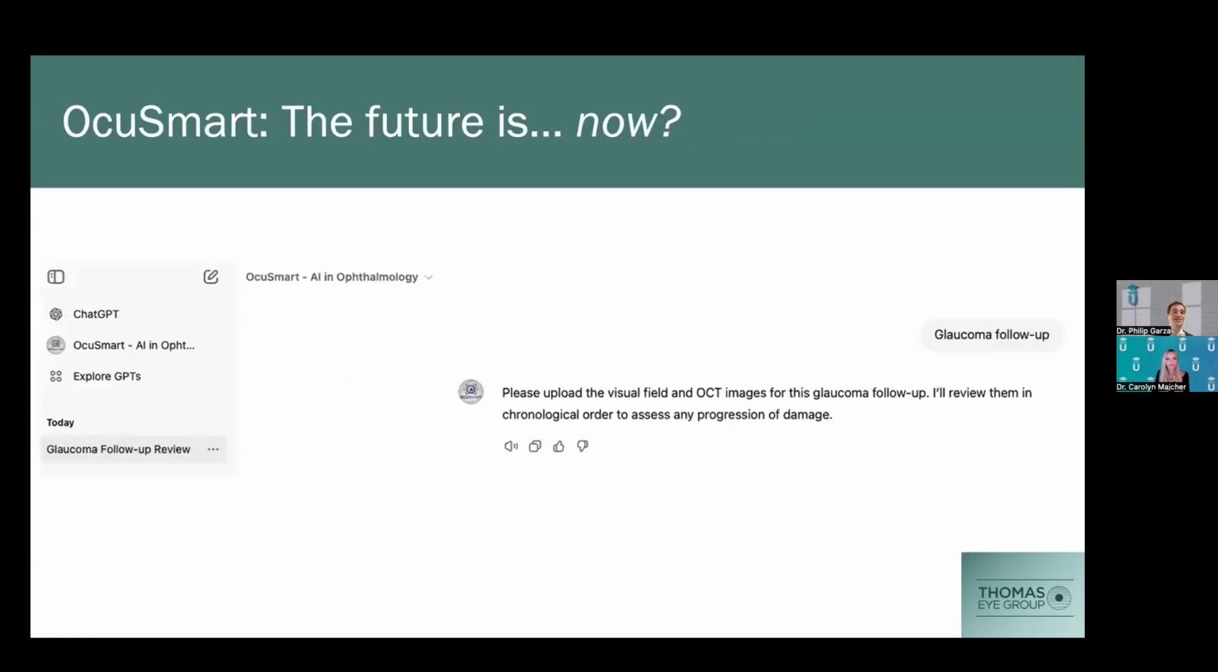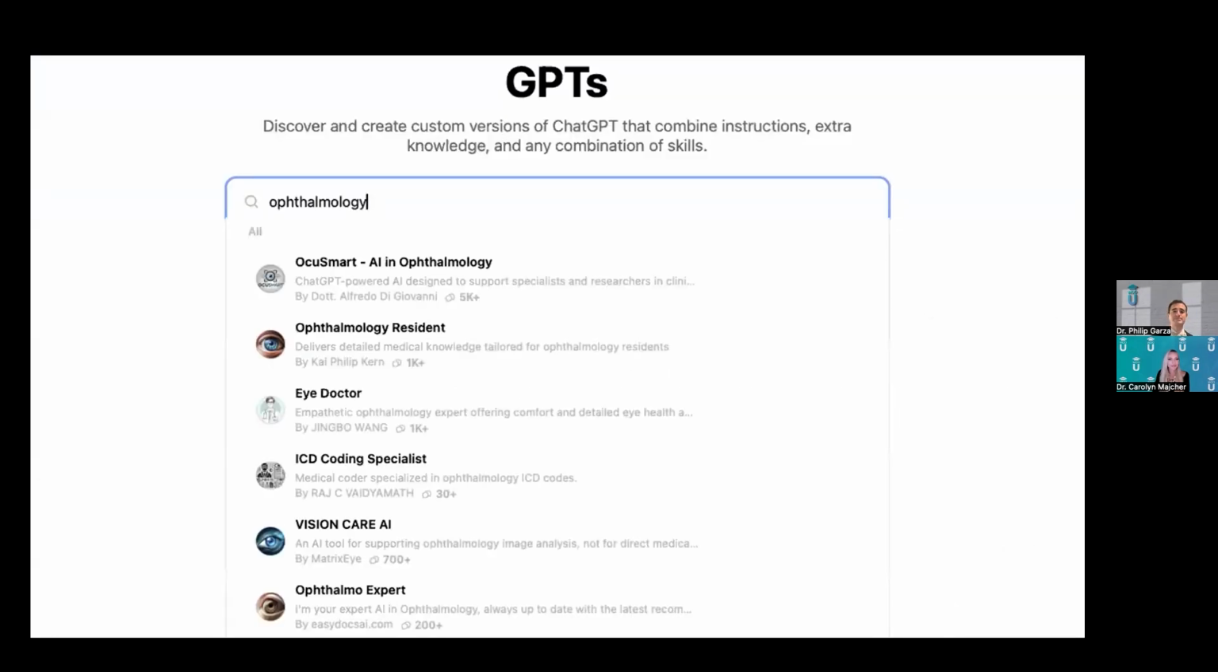Well, there's actually an overlay in ChatGPT called OcuSmart, and you can see it's sort of prompting you: "Please upload the visual field and OCT images for this patient's glaucoma follow-up. I'll review them in chronological order and give you an assessment of any progression of damage." This is totally clinically not validated, and it's not validated in large enough data sets, but this is what's coming.